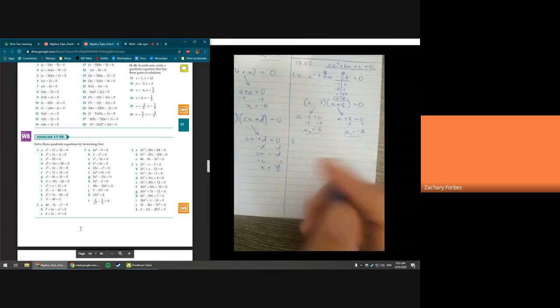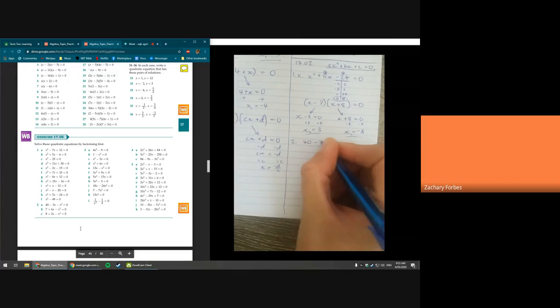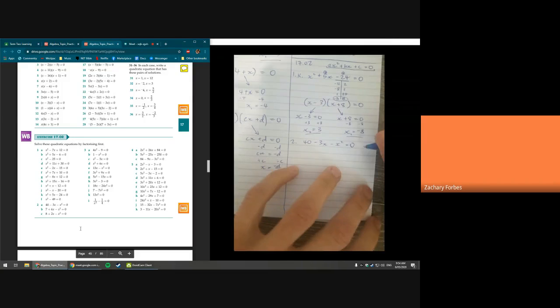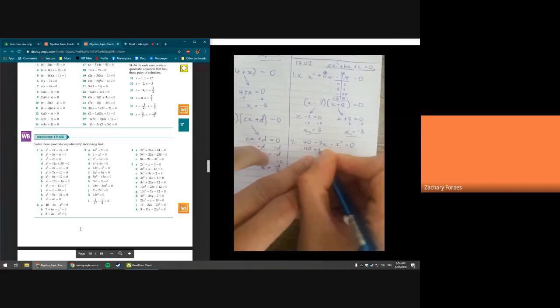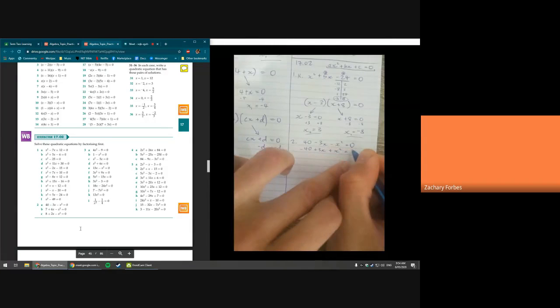So I'm going to look at 2a. 40 minus 3x minus x squared equals 0. Oh, my equal sign's not going to be nicely balanced. Maybe I should do the negative 1. Okay, we'll multiply everything by negative 1. So we get negative 40 plus 3x plus x squared equals, what's 0 times negative 1? Oh, yes, 0. Okay, right.